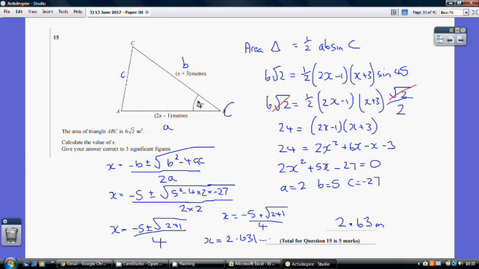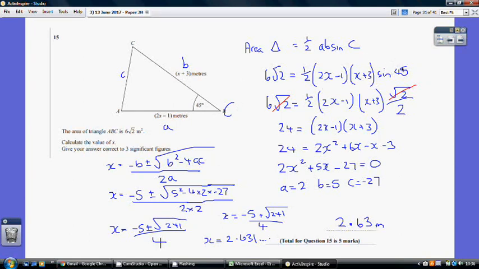So our starting point is to appreciate the area of a triangle is half AB sin C, where A and B are the two sides which trap the angle uppercase C. So I'm calling this my uppercase C, this is my A, and this is my B. So substituting in, I know the area is 6 root 2, my little a is 2x minus 1, my little b is x plus 3, and I'm sinning 45 degrees.